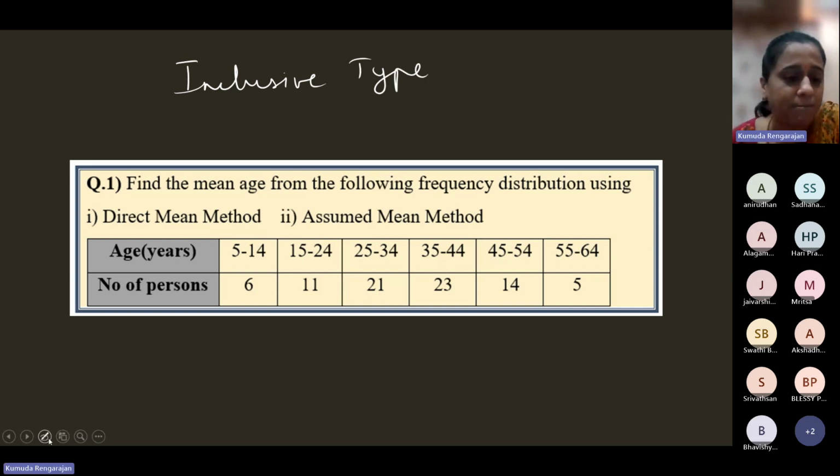Inclusive because the upper limit is included in the same class interval. The class intervals here are of inclusive type because the upper limit of every class interval is included in the same class interval. 14 belongs to the same class interval 5 to 14. 24 belongs to the same class interval 15 to 24 and so on. So since the upper limit of the class intervals here belong to the same class interval, that means they're included in the same class interval. These class intervals are said to be of the inclusive type.